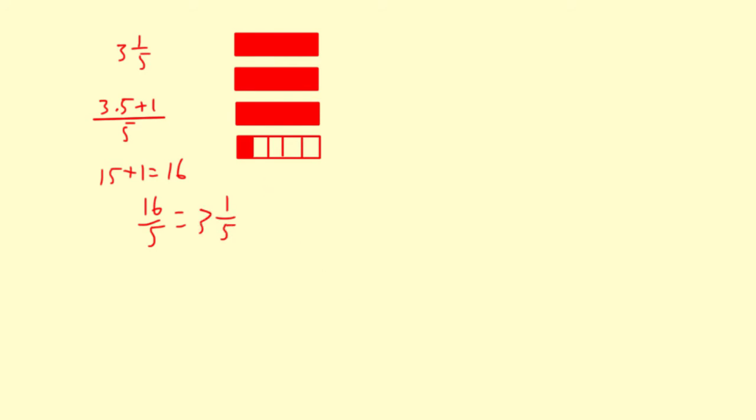And what you'd be doing basically is taking the visual model here and then dividing these all up into fifths. And if you went through and did all that, that's 16/5. So that's basically what we just did.